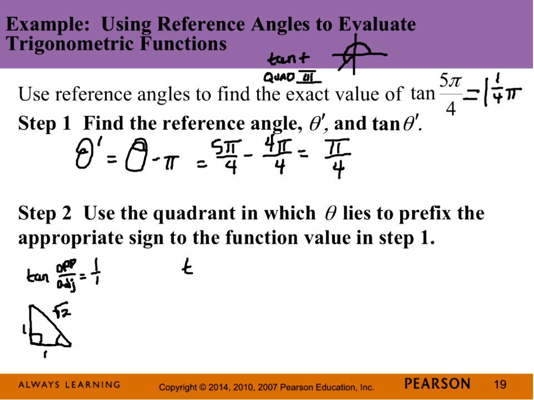All right, so the tangent of 5 pi over 4 has to equal the positive, because remember tangent's positive in quadrant 3, positive tangent of pi over 4. The tangent of pi over 4 is 1 over 1, so this value is just 1.